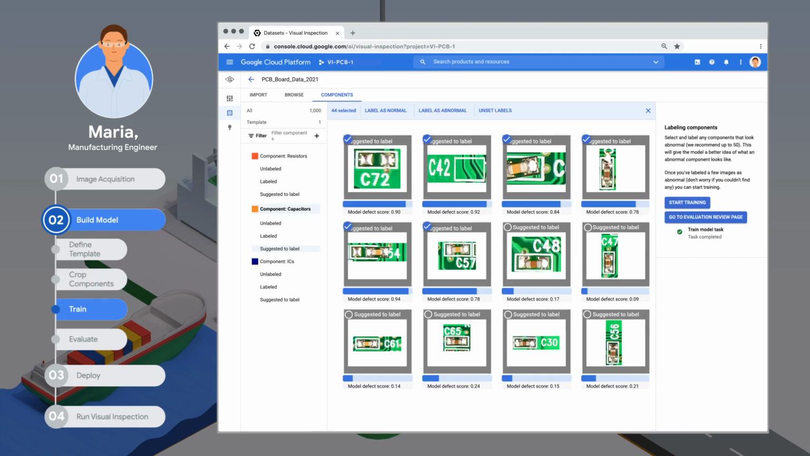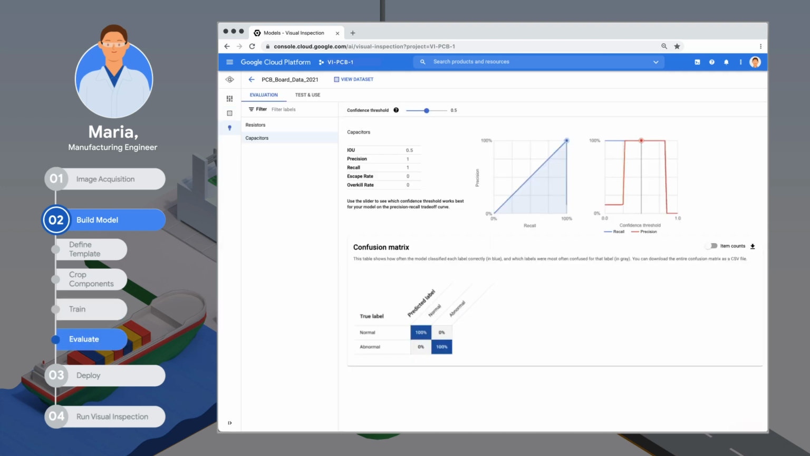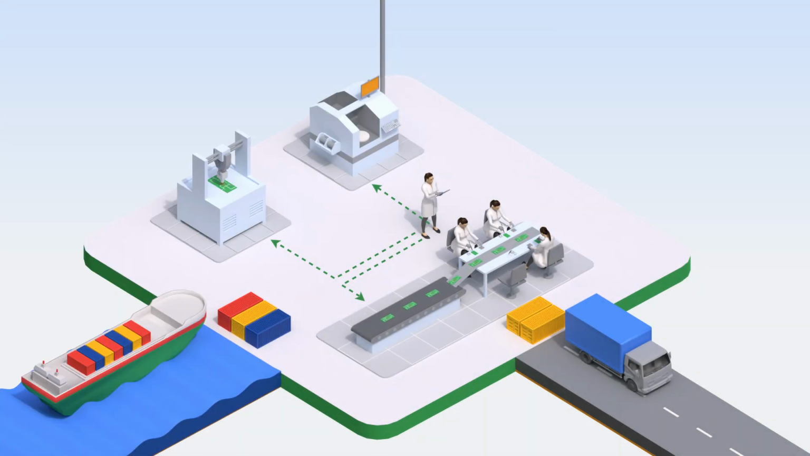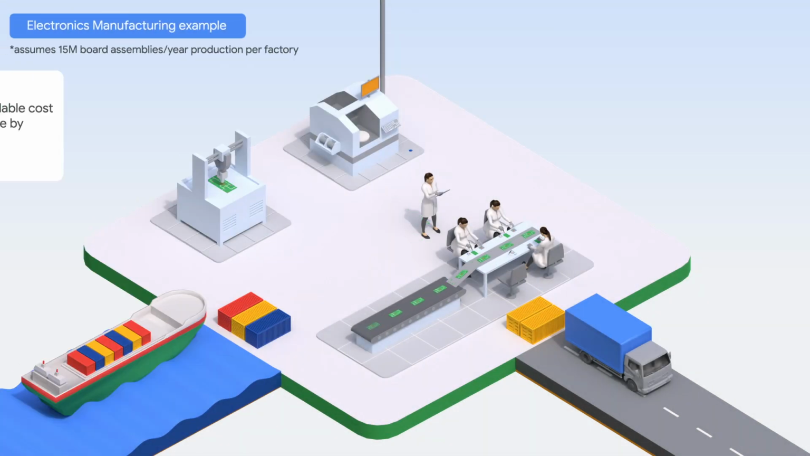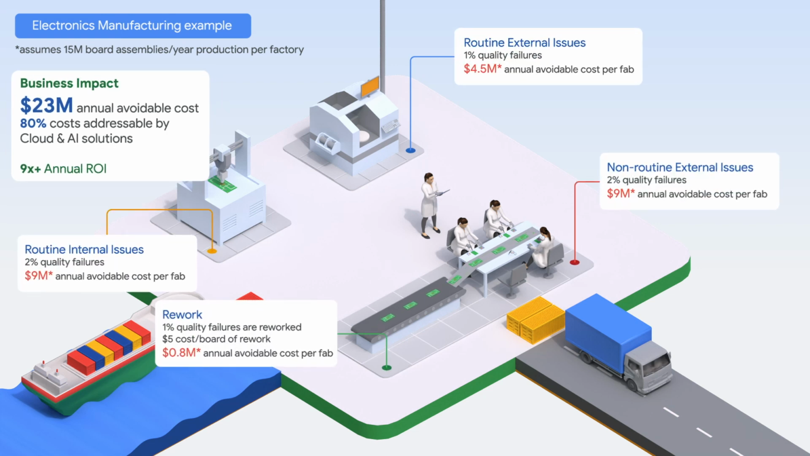She then trains AI models for each of the components on the assembly board. Visual Inspection AI provides active learning, which intelligently surfaces suspect images for Maria to label. She labels a few normal and abnormal images, and the assembly detection model retrains itself. Maria can review the model performance for each component and see the precision, recall, escape rate, and overkill rate. For a typical electronics manufacturing factory, the total avoidable cost from production quality issues can easily reach $23 million per year.